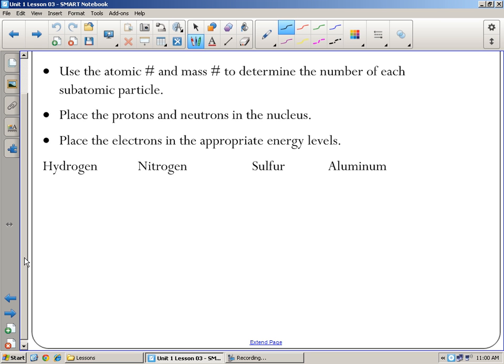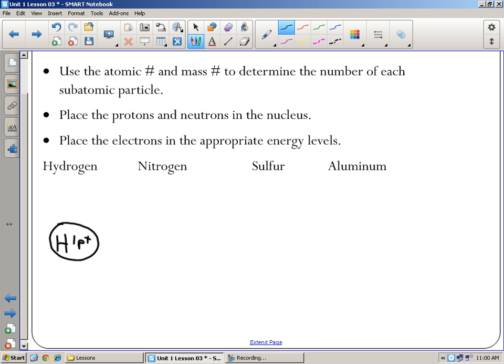Hydrogen. So, hydrogen is atomic number 1, so that's 1 proton. It has a mass of 1, so that means the 1 proton is the mass of hydrogen. So we don't have any neutrons in this case. If you want, you can put 0 neutrons. You don't have to. It's up to you. Hydrogen's got 1 proton. That's the nucleus right there. If you want to use different colors and you want to be all pretty, feel free.